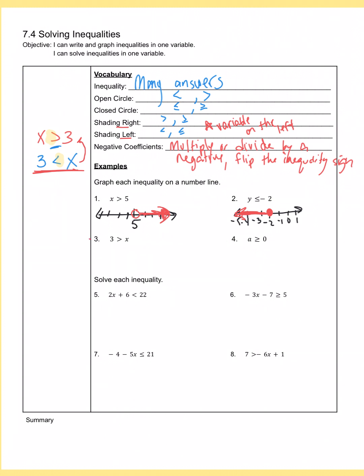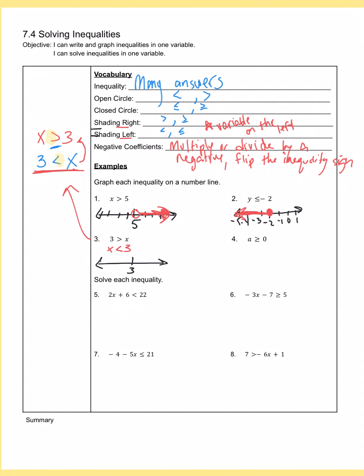Number 3, this is like what we talked about over here. I'm going to flip this around. It's actually the exact same question. So I'm going to flip it around. X, the small side faces towards the x. I want the small side facing towards the x still. And then the 3. So I flipped everything around, including the inequality sign. And now I can use those rules we talked about up in the vocab.